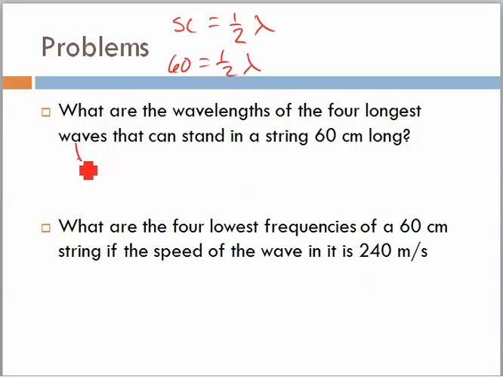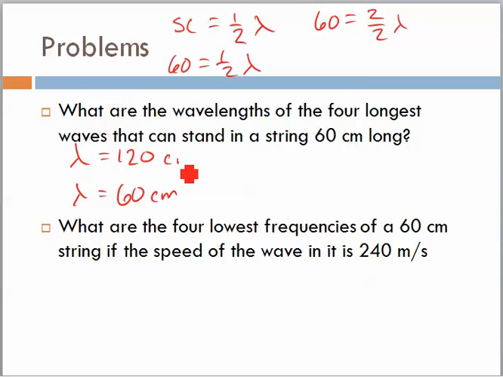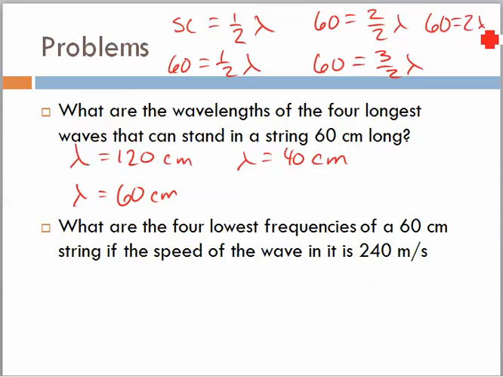So my one wavelength would be 120. In the next case, it's 60 equals 2 over 2 wavelengths, or just one wavelength. So it would be 60 centimeters. And then 60 equals 3/2 the wavelength, so I multiply by 2 and divide by 3, and I get lambda equals 40 centimeters. And then in the last case, it's 60 equals 2 wavelengths, or my lambda wavelength is equal to 30 centimeters.